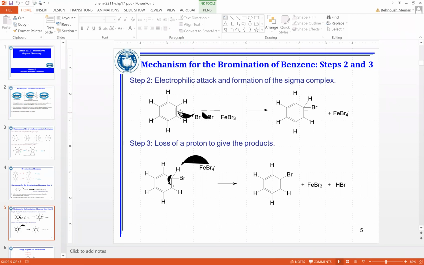The Br with the plus charge goes into the benzene ring and uses the pi bond to form the new bond. The bond that is forming between the Br and the benzene ring is actually using the same electrons that you have in the pi bond, because the Br with the plus charge doesn't have any electrons.